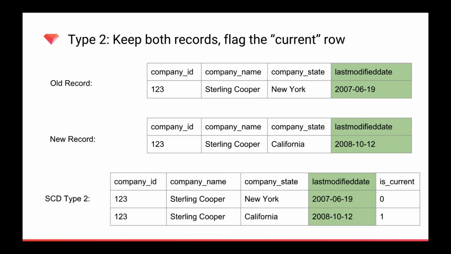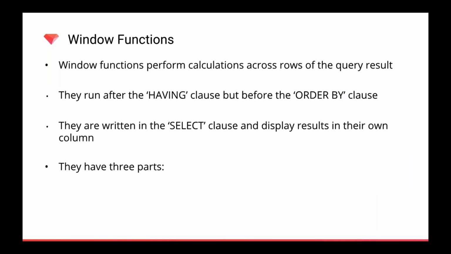So actually, one key ingredient that we've left out is implementing this using last modified date. Without that, it's pretty hard to keep track of which record contains the newest information. So as we implement this with code, our goal will be to keep both rows and flag the current row with a 1. And so that's where window functions come in.